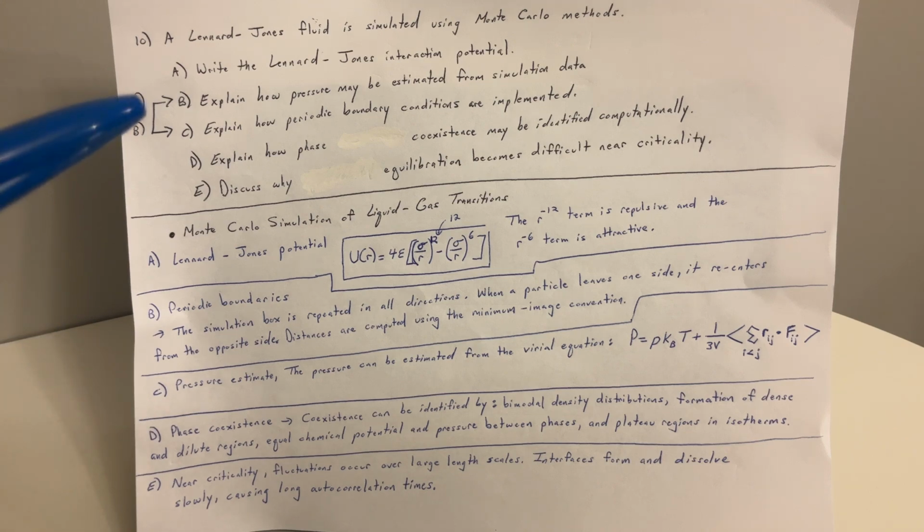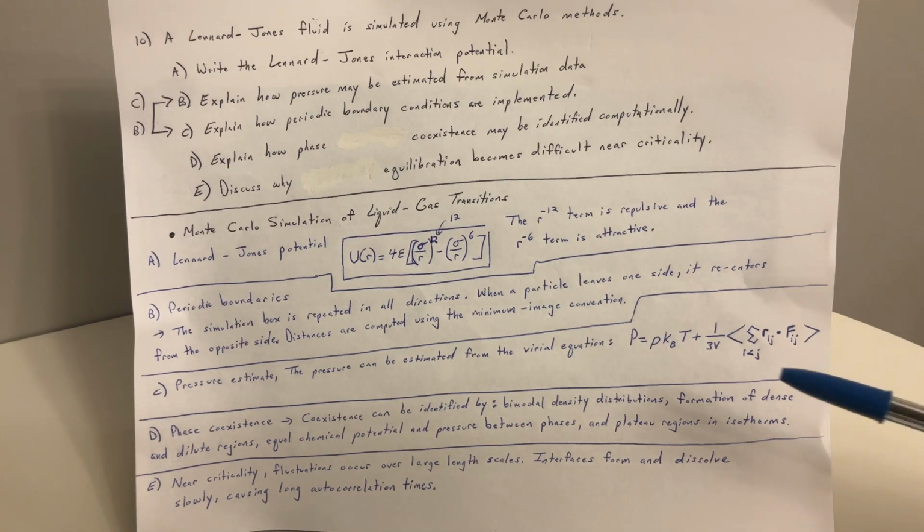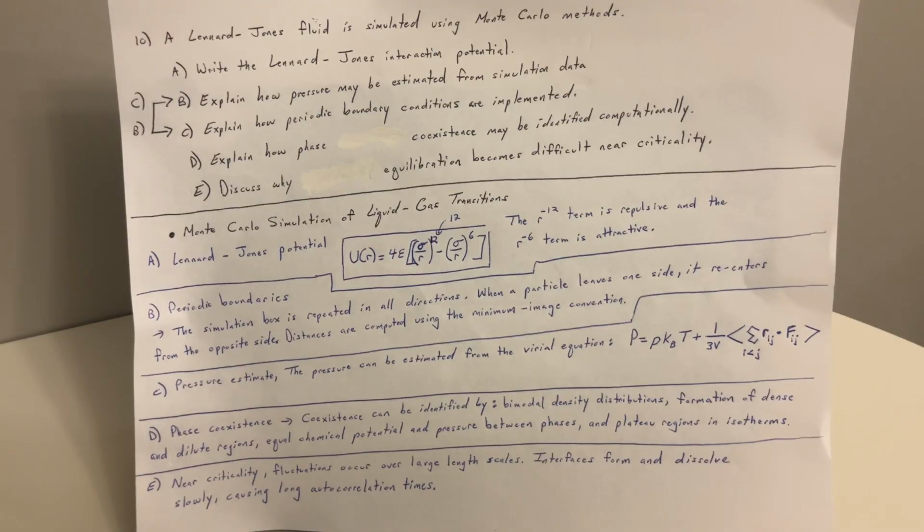And now letter C. Explain how pressure may be estimated from simulation data. The pressure can be estimated from the virial equation, given here. Part D, explain how phase coexistence may be identified computationally. Phase coexistence can be identified by bimodal density distributions, formation of dense and dilute regions, and equal chemical potential and pressure between phases in plateau regions of isotherms.